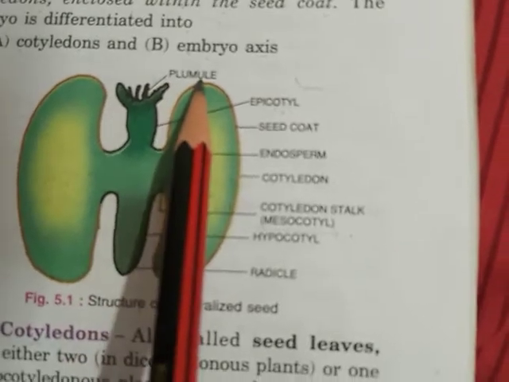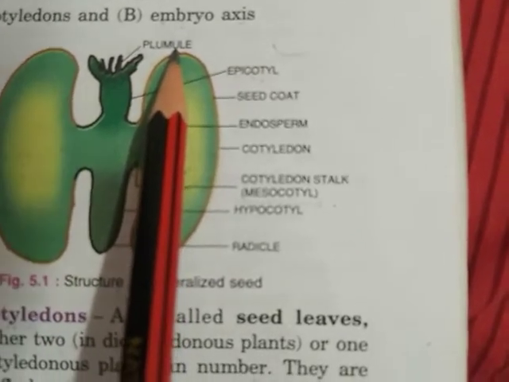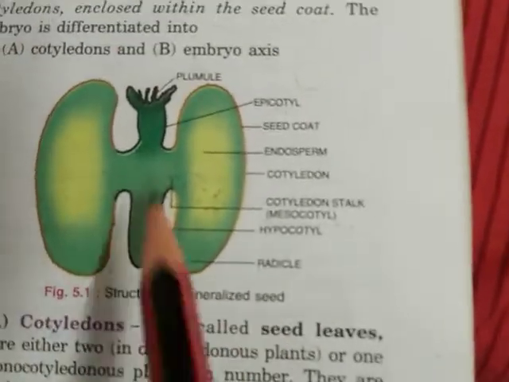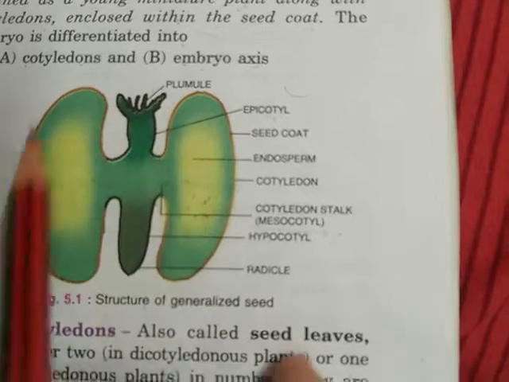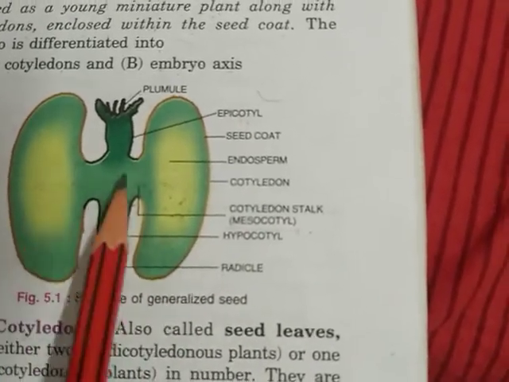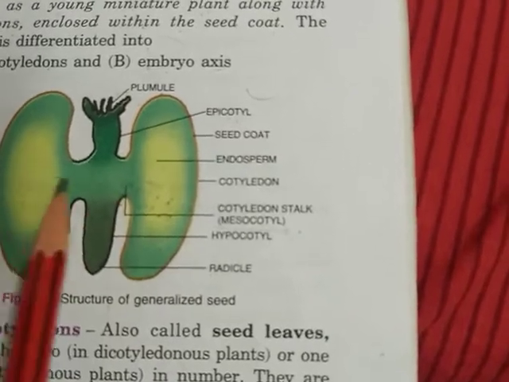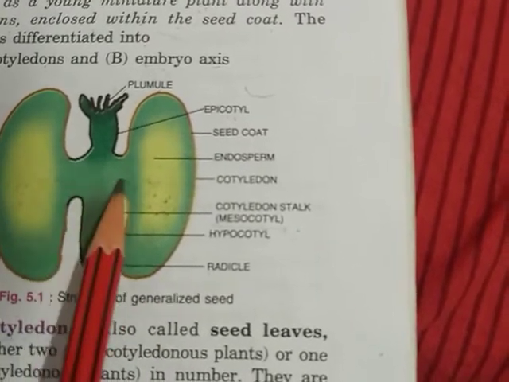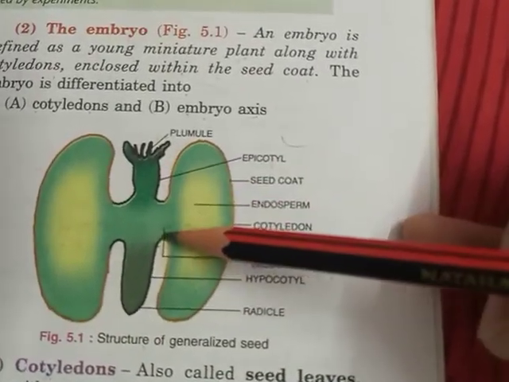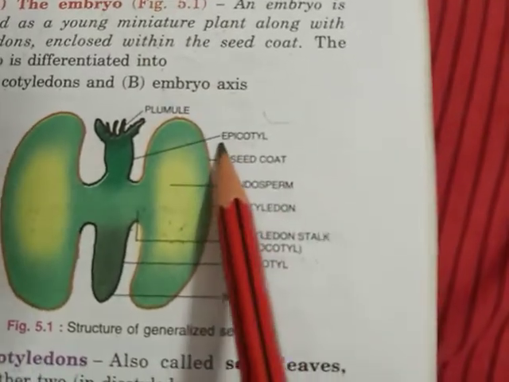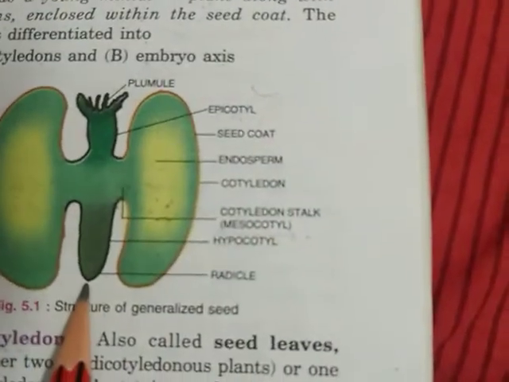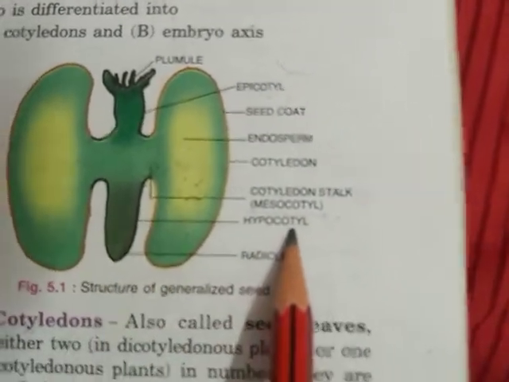Children, this plumule forms the shoot system and this radicle forms the root system. It is very clearly shown in this figure. These are the two cotyledons. They are attached by a stalk, or we can call it a bridge-like structure. This is known as the mesocotyle, and the portion between the mesocotyle and the plumule is known as the epicotyle, and the portion between the mesocotyle and the radicle is known as the hypocotyle.